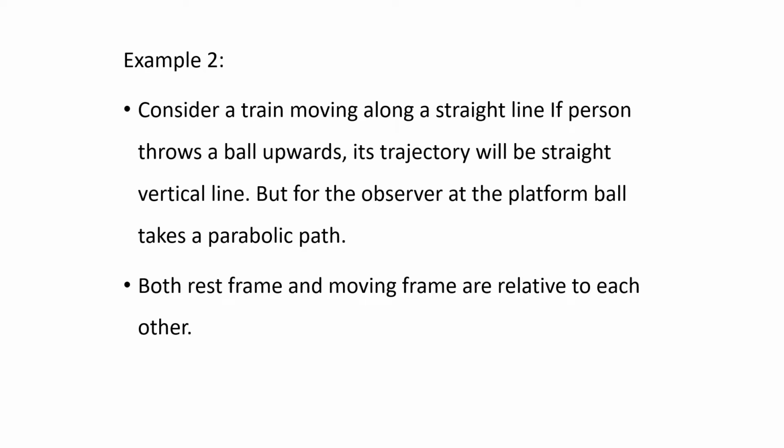Now we are taking a train that is moving along a straight line, and in the train, if a person throws the ball upward, the trajectory of the ball will be a straight vertical line, but the observer on the platform will not observe the trajectory as a straight line, but he observes a parabolic path. It means that both the frames are different from each other, and the observation of the observer in the train and outside the train on the platform, there are two observations, so two different trajectories are observed. Now here both rest frame and moving frame are relative to each other.